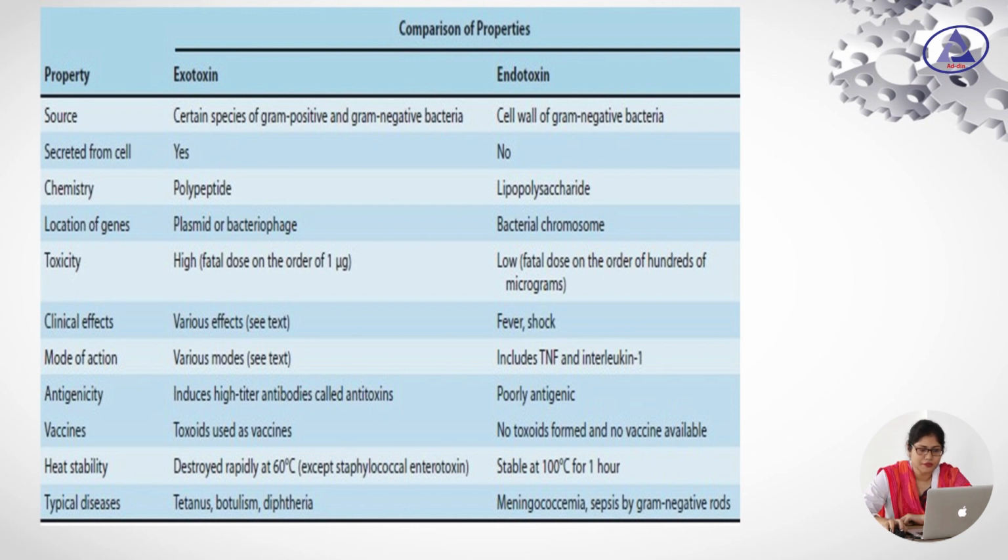There are various clinical effects and types of mode of action produced by the exotoxin, and endotoxin produces fever, shock. Exotoxin produces high titer antibodies and endotoxin is poorly antigenic. Exotoxin can be made into toxoid used as vaccine, and no toxoid and no vaccine is available in case of endotoxin. Exotoxins are not stable in heat, destroyed rapidly at 60 degrees centigrade temperature, but endotoxins are stable at 100 degrees centigrade temperature for 1 hour. Examples of exotoxin producing bacteria: tetanus, botulism and diphtheria, whereas meningococcemia and any kind of septicemic infection are produced by the endotoxin.